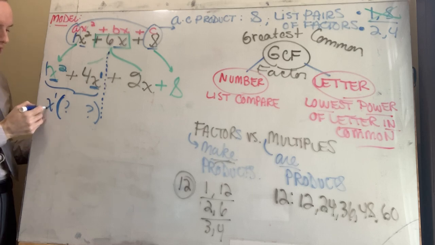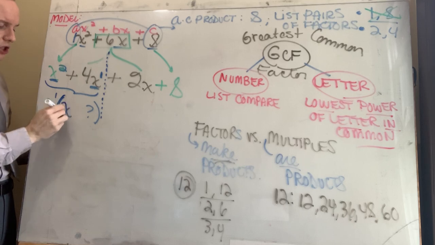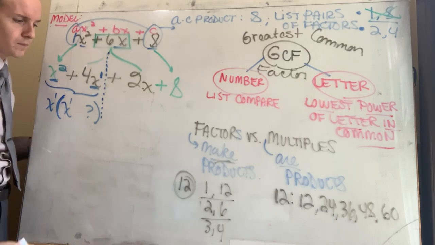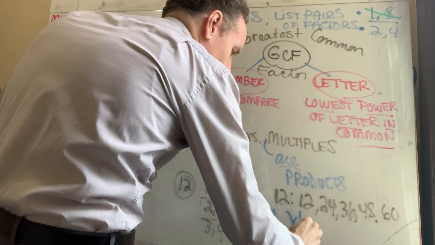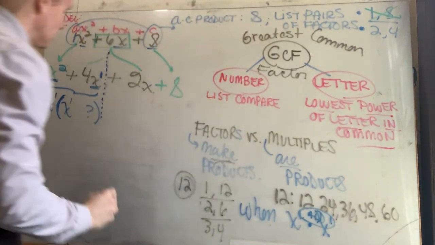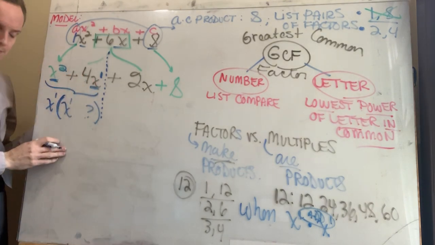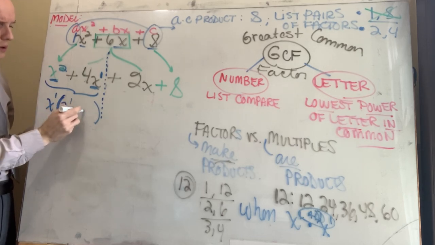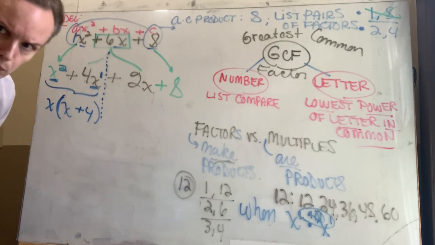Now you say to yourself, x times what would be x squared? It would take an additional x to the first, because when you multiply letters, x to the first times x to the first, you add these, and you get x squared. x times what would make 4x? The letter is already accounted for on the outside. What do I have to include here? Plus 4. And that's the more concise way of writing it.